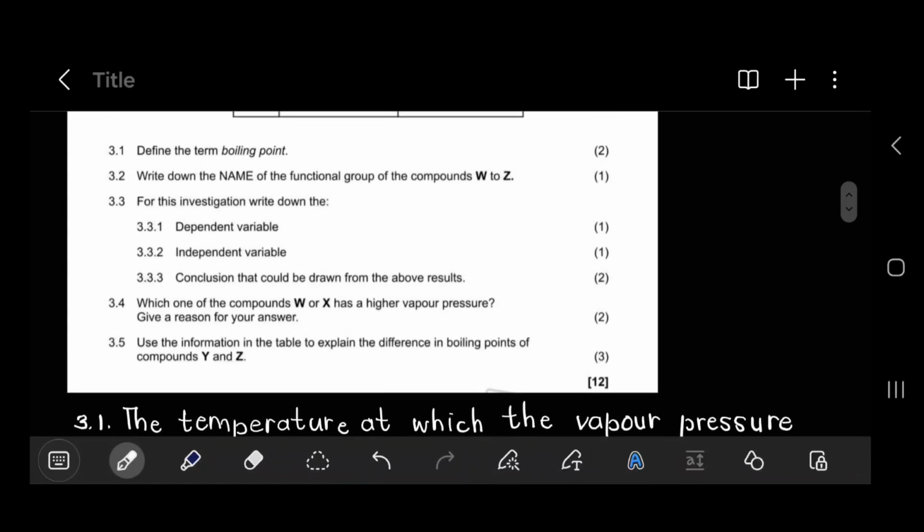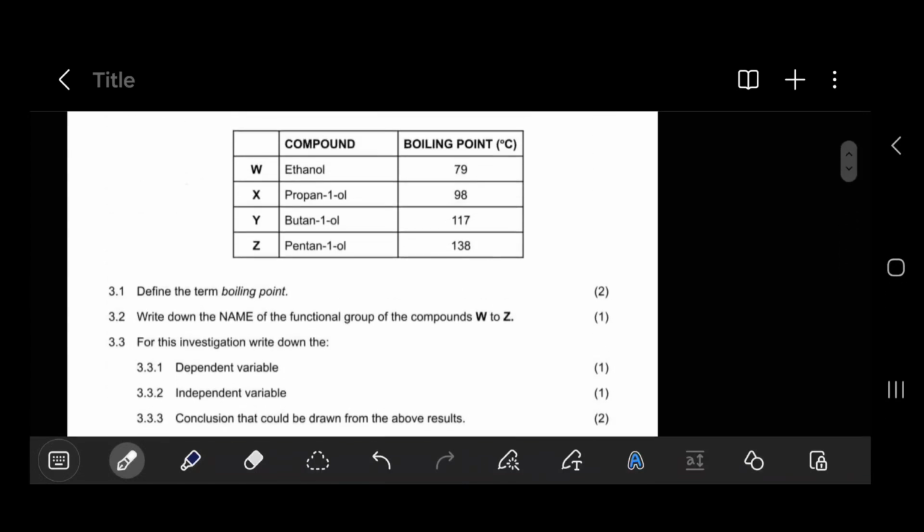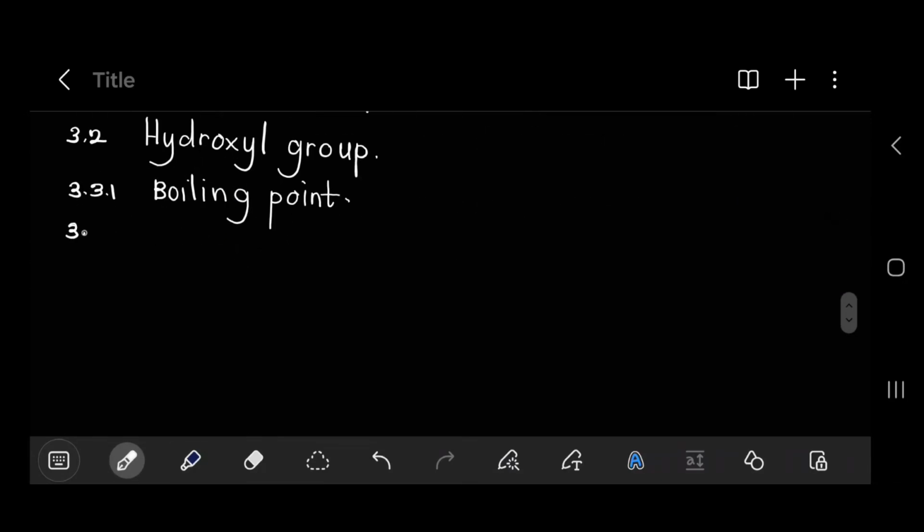3.3.2, we need the independent variable. So independent variable is, if you are carrying out this experiment, what are you changing each time? So when we look at the compounds, what was changed each time was the chain length. So we notice that we started off with ethanol, then we went to propanol, then butanol, then pentanol. So for this experiment, chain length is our independent variable.